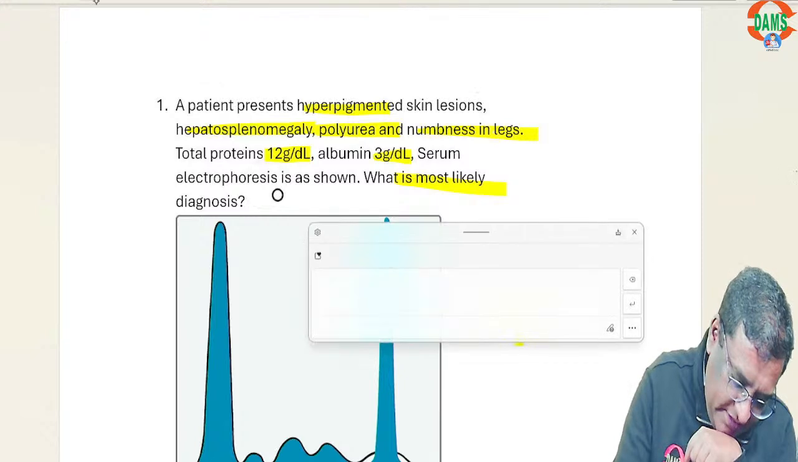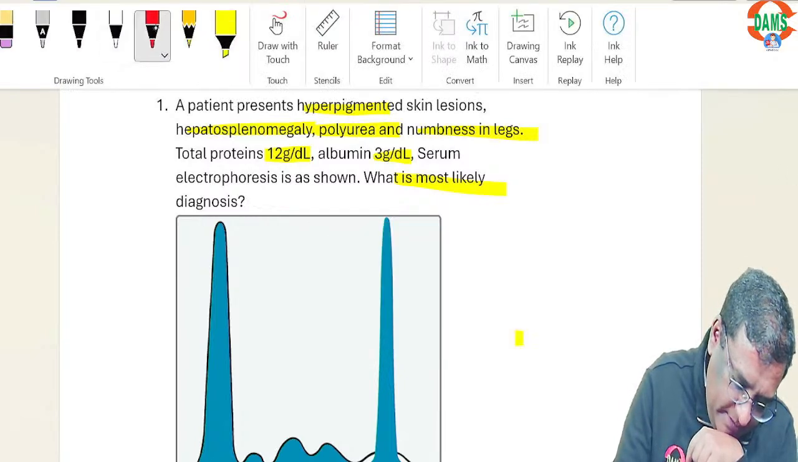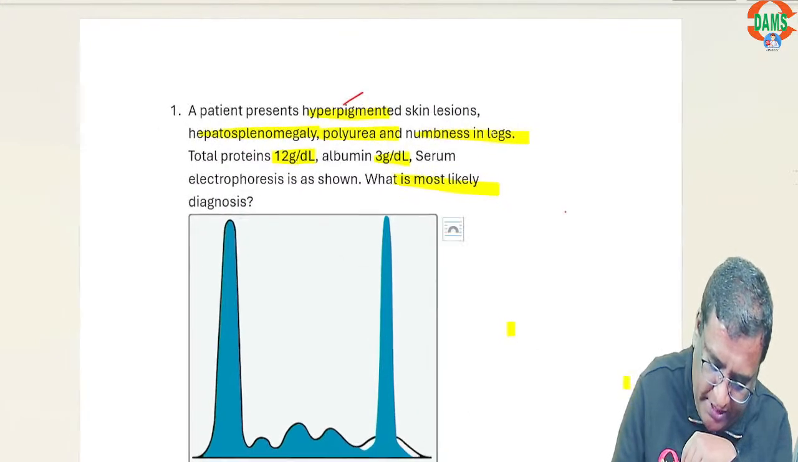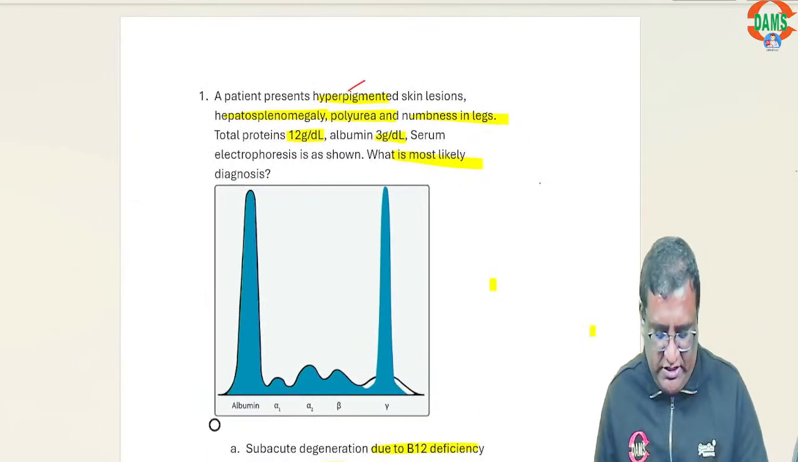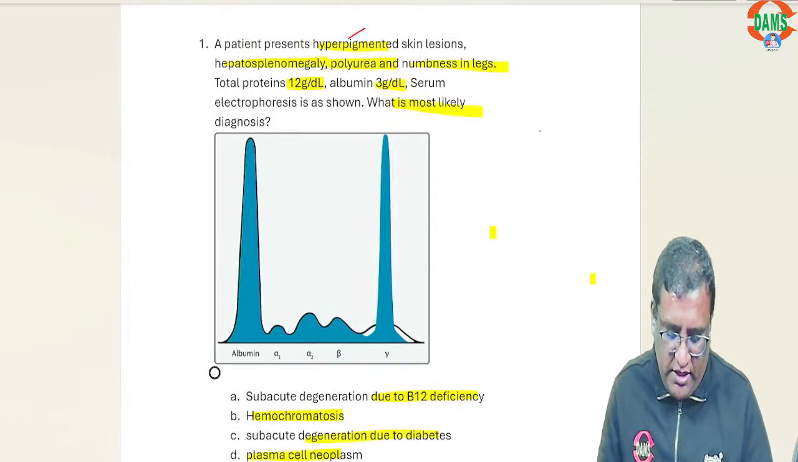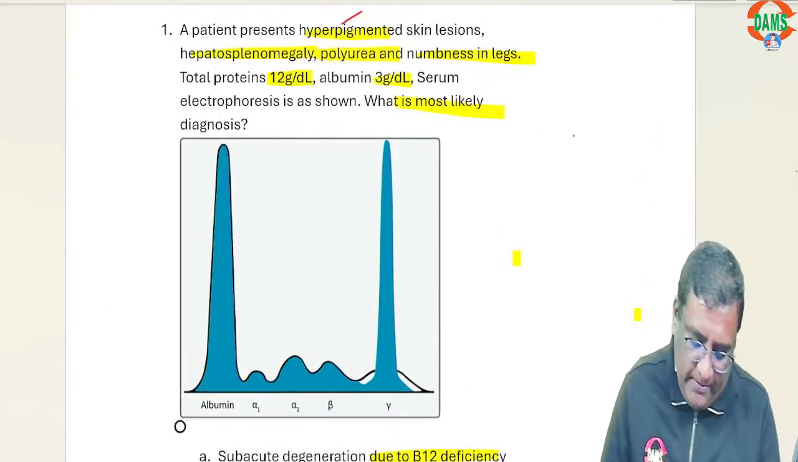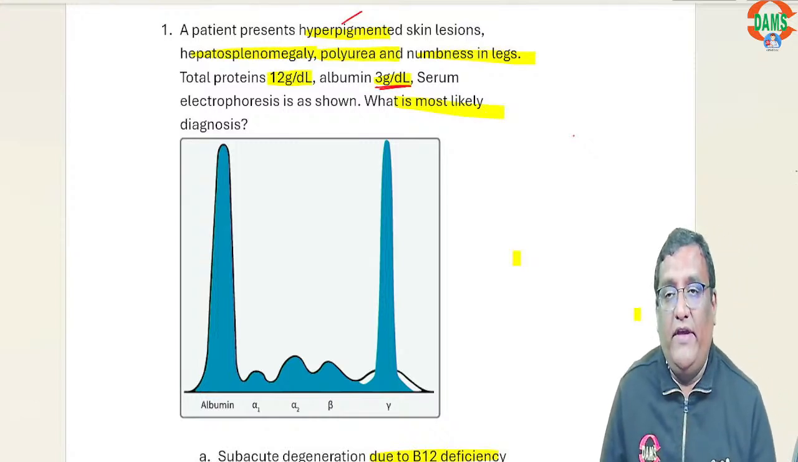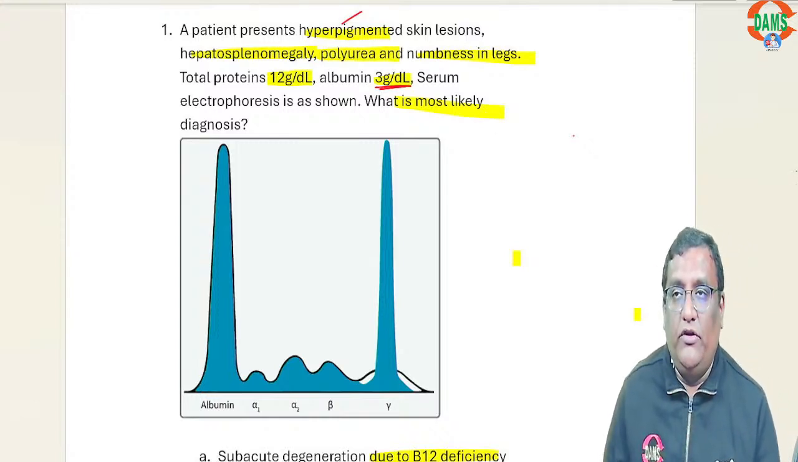Mix and match is the best approach, I would say. Hyperpigmented skin lesion, hepatosplenomegaly, polyuria. Then albumin is 3 grams per deciliter. Very good. Many of you have answered it as option D. Yes, exactly correct, you're right, guys. Option D is the correct answer here. How did you arrive at option D? Let us look at option D.